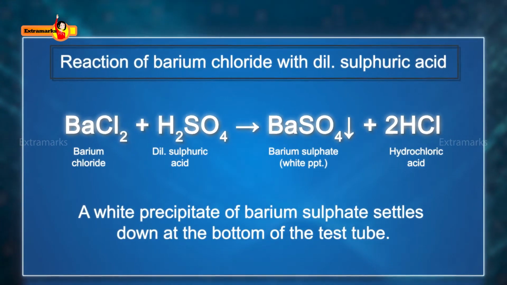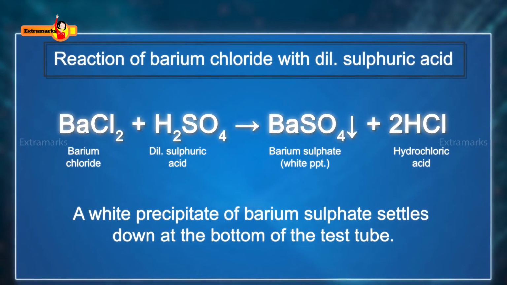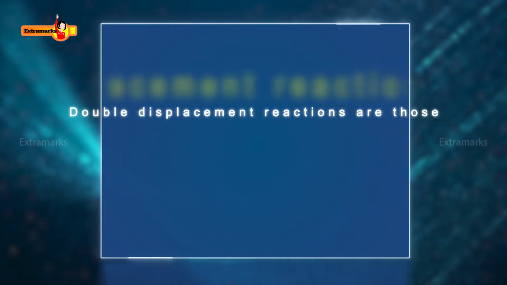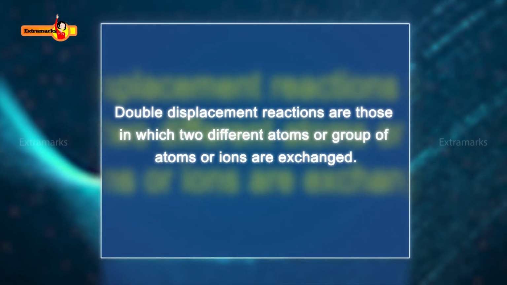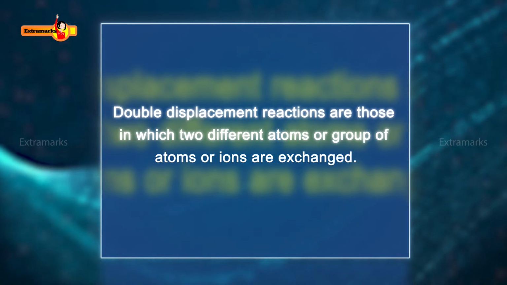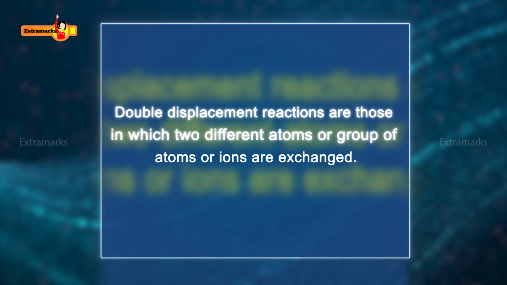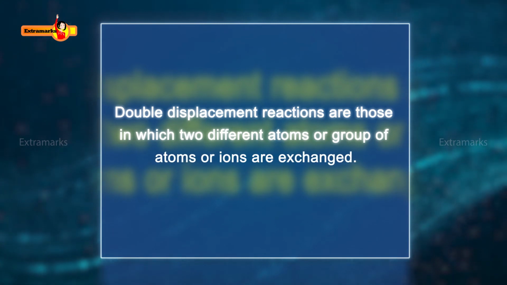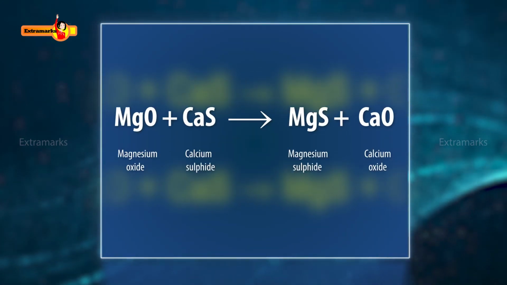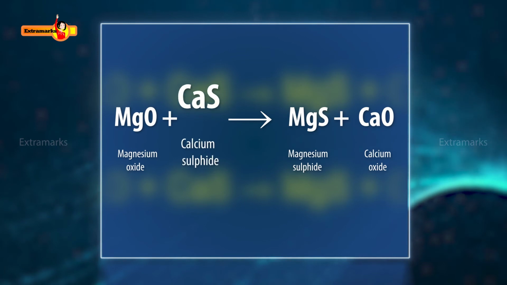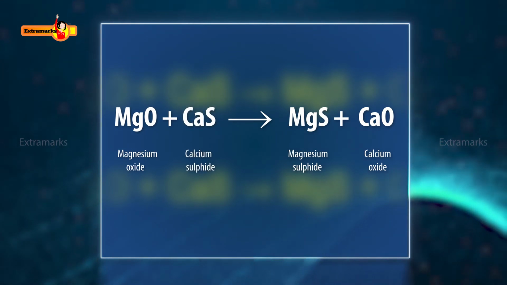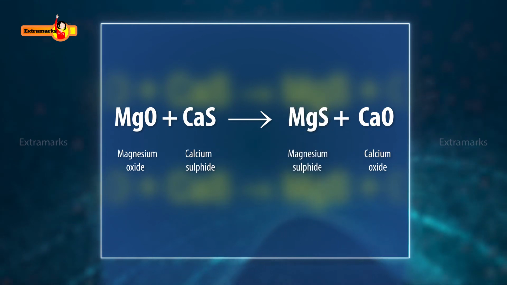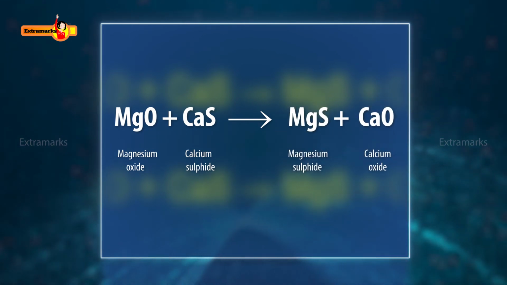In this reaction, barium and hydrogen ions exchange their position from their compounds. So, we can say that in general, double displacement reactions are those in which two different atoms or groups of atoms or ions are exchanged. Reaction of magnesium oxide and calcium sulfide is another example of double displacement reaction. Magnesium sulfide and calcium oxide are formed in this reaction.